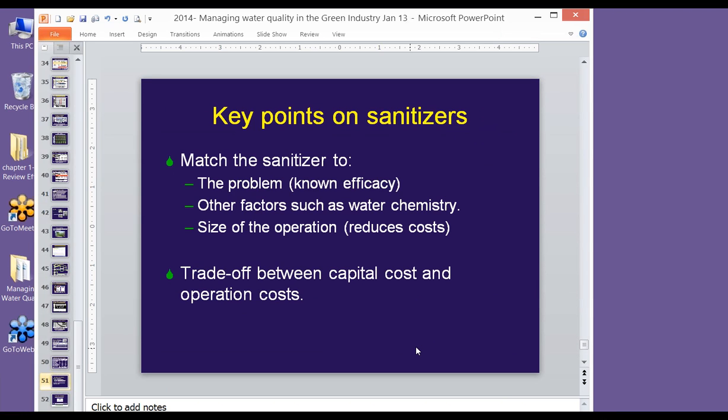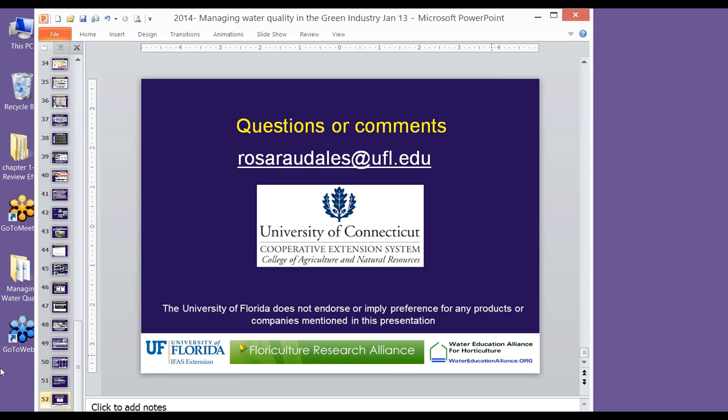And then in order to be more effective, also match your sanitizer to the size of the operation. That will reduce the cost of treatment, and it's very important that you reduce the cost of treatment, as Charlie has talked about cost. And then finally, when we're talking about cost, there is this trade-off between capital cost and operation cost. So make the decision up front and be very clear that there is this trade-off, and make a choice of how you want to invest in your water treatment.